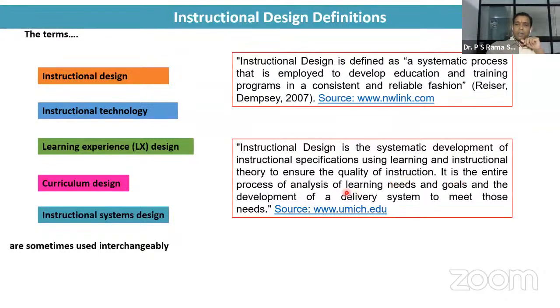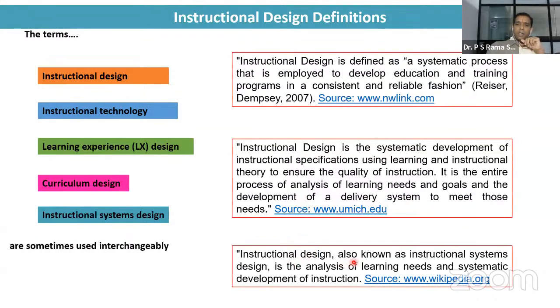It is the entire process of analysis of learning needs and goals and the development of a delivery system to meet those needs. Instructional design, also known as instructional system design, is the analysis of learning needs and systematic development of instruction. Right? Instruction means delivery of a class. It can be delivery of a course. It can be delivery of a curriculum.